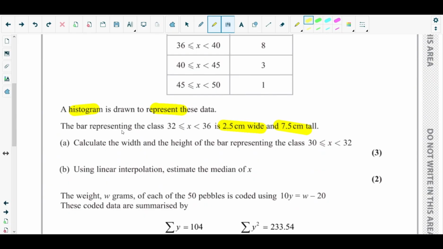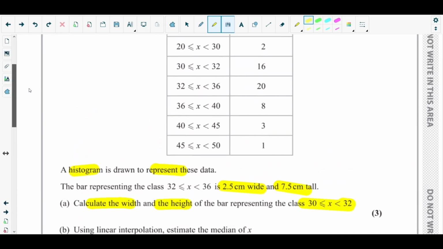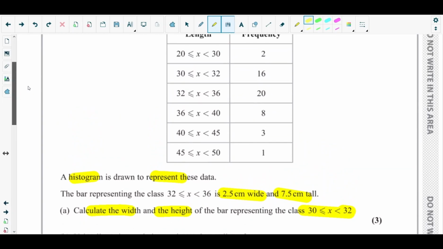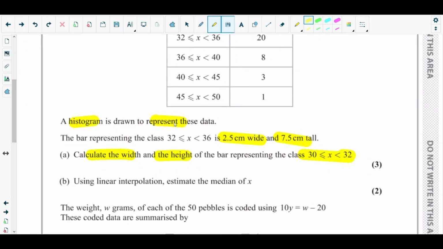Now part A asks us to calculate the width and the height of the bar representing the class x greater than or equal to 30, less than 32. Okay, fine. So we need to find the height and the width of this class. At first, we can do this using the unitary method: 2.5 centimeters is for how many units? From 32 to 36, how many units are there?